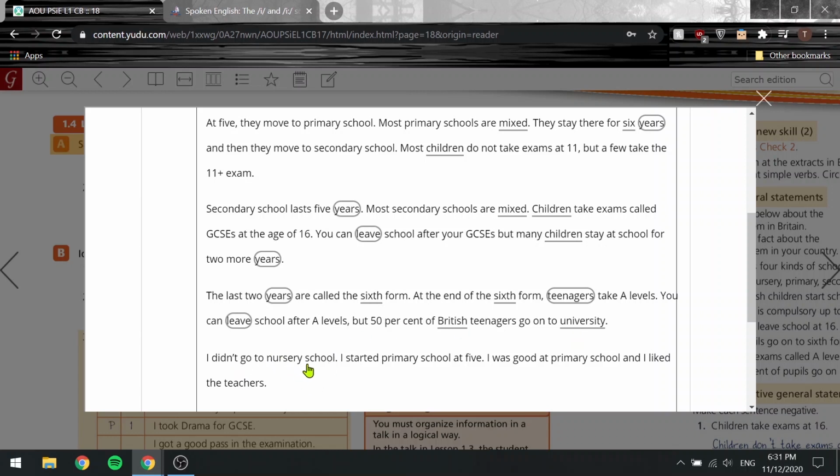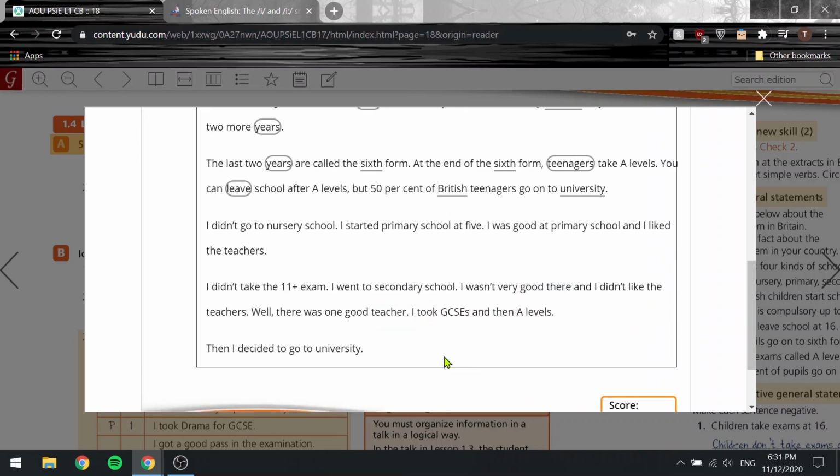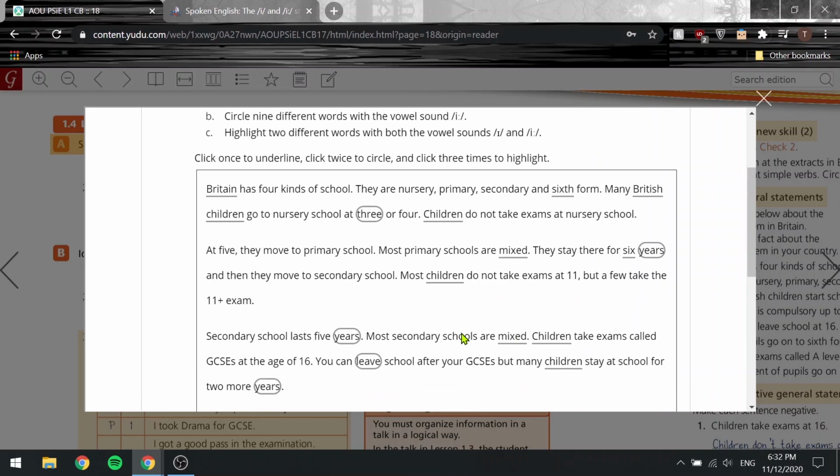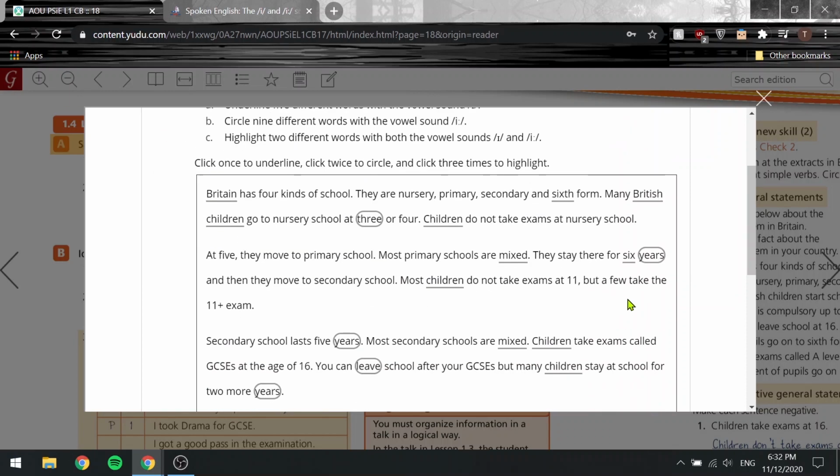I didn't go to nursery school. I started primary school at 5. I was good at primary school, and I liked the teachers. I didn't take the 11 plus exam. I went to secondary school. I wasn't very good there. I didn't like the teachers. Well, there was one good teacher. I took GCSEs and then A-levels. Then I decided to go to university. Again, university, I'll put an underline under that as well. Okay, so this was exercise A.